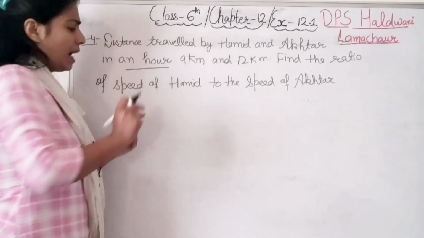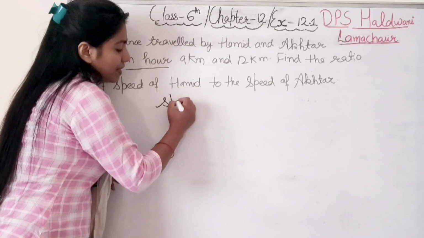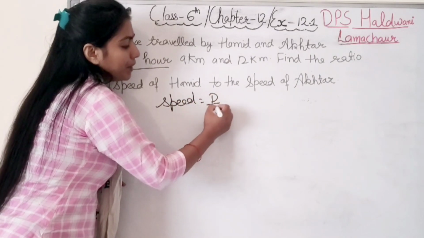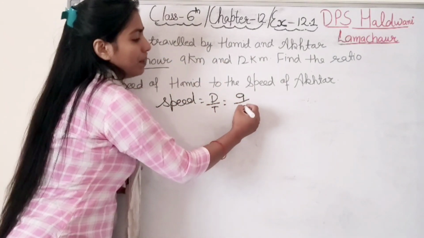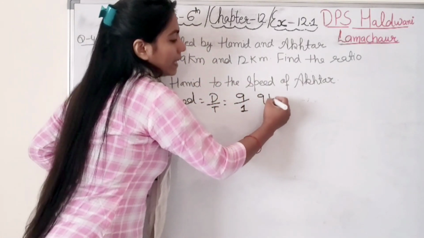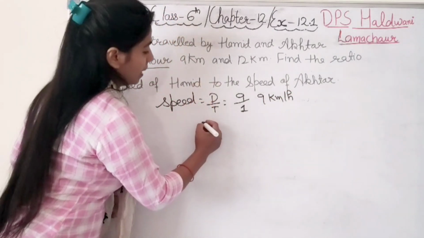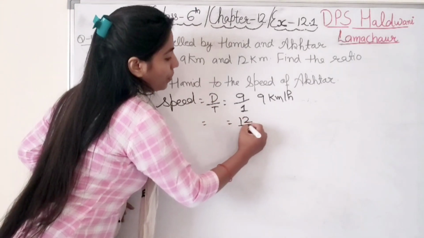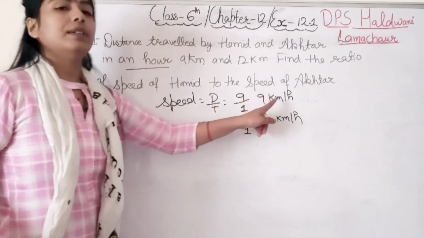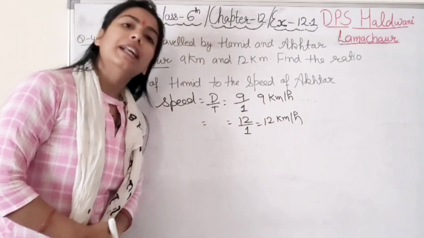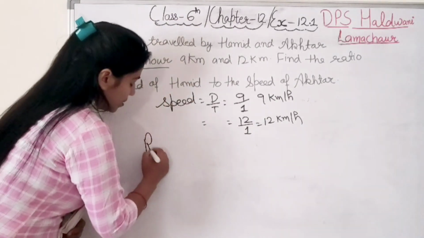Now distance is given to you and it is asking about speed. So what, student? See, the speed formula. This is a physics term. Speed is distance upon time. Right? And the distance given for Hamid is 9 km, time is 1 hour, so it will be 9 km per hour. The same for Akhtar also: 12 upon 1, that is 12 km per hour. So speed is 9 km per hour and 12 km per hour. Right? So student, we have to find the ratio now.